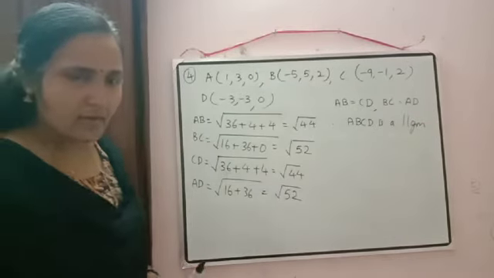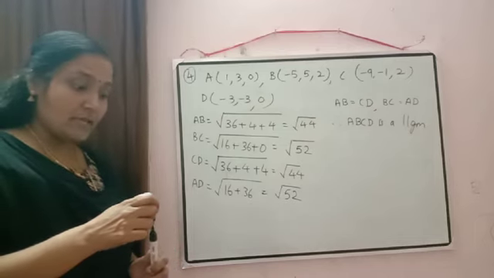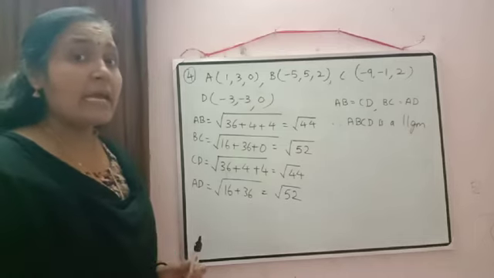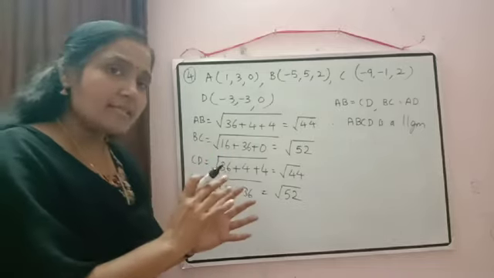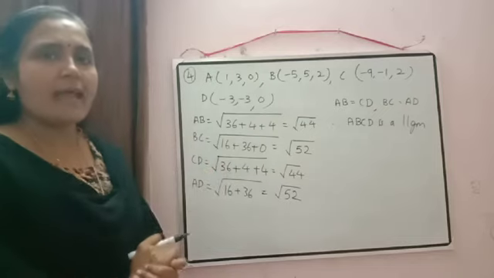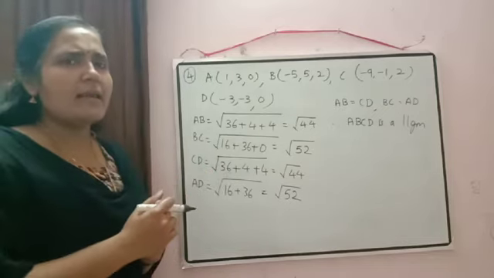ABCD is a parallelogram. Now what do we have to show? Yes, we have to show they are not the vertices of a rectangle. For that you should know the difference between a rectangle and a parallelogram. So what is the extra property which a rectangle has?